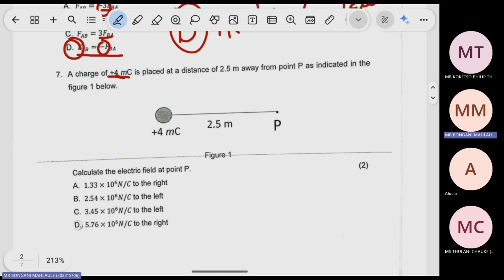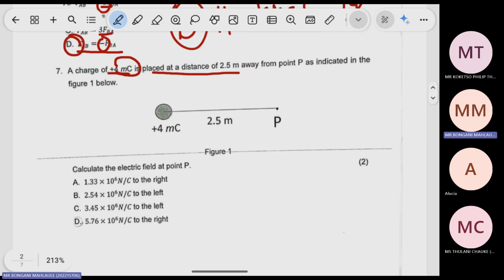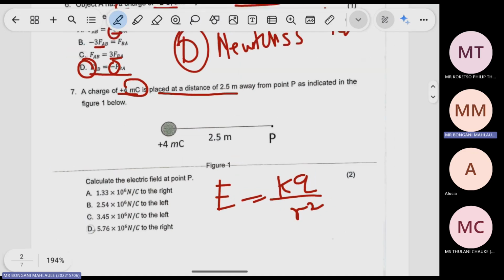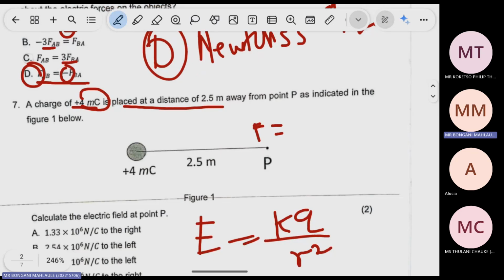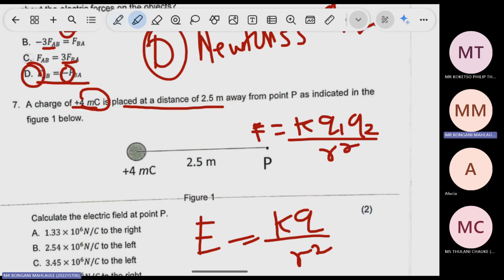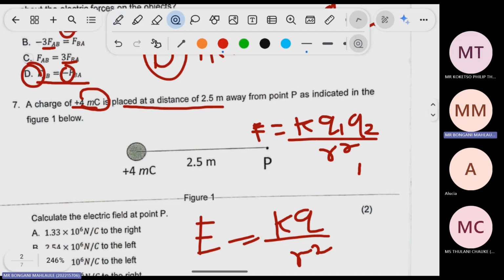So let's see this one. They're saying a charge of 4 microcoulomb is placed at a distance indicated. Calculate the electric field. So here it's a matter of you knowing how to calculate the electric field. It's calculated as kq over r squared. Remember from this formula, they just took 1 square. So you only take this part. So this part represents the electric field.